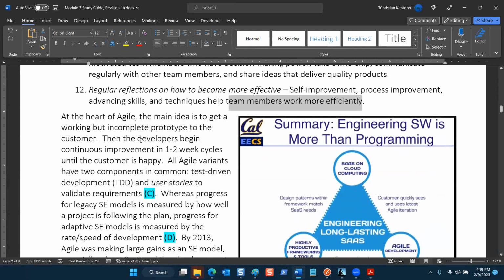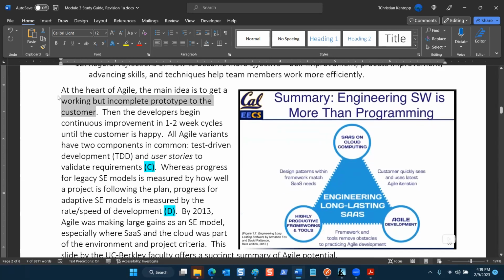Okay. In general, we're talking 1 to 2 week cycles, right? The idea is to get a working but incomplete prototype to the customer. Fast, velocity, progress, right? That matters more than anything else. All right. I'm going to stop here. I want to spend some quality time developing the next paragraph, and I don't want to rush it.